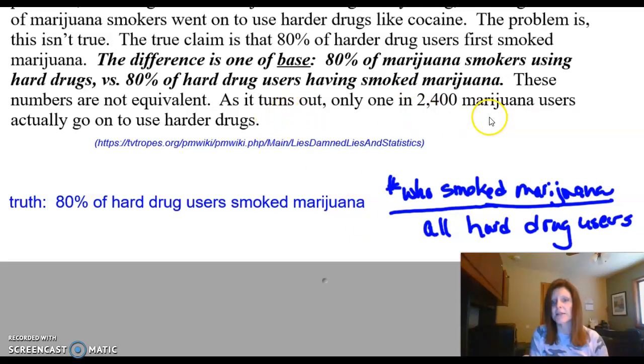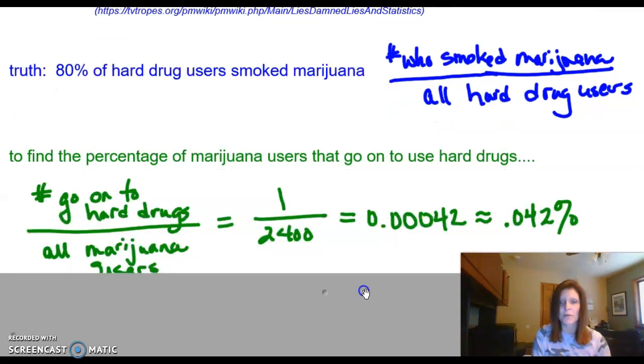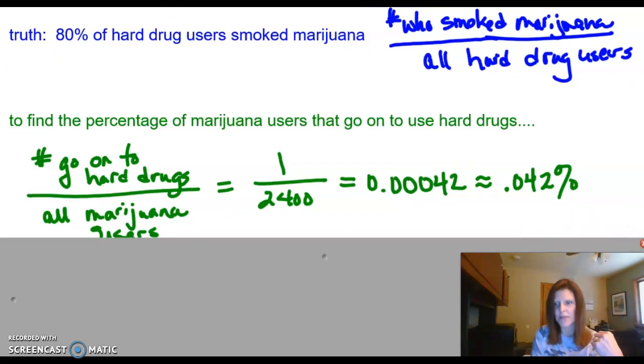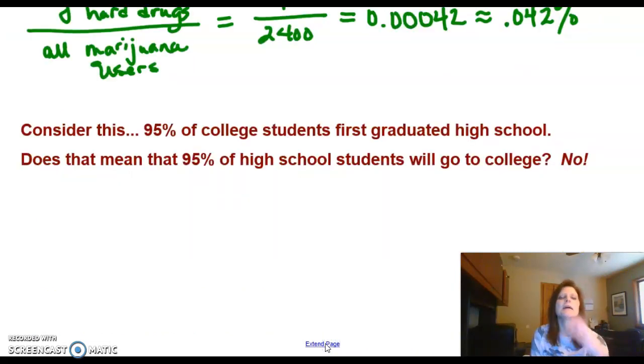In fact, it says here, only 1 in every 2,400 marijuana users go on to harder drugs. So what would that percentage look like? Well, that would be 1 out of 2,400 going on to use hard drugs. That's 0.042%. Far cry from 80%, right? So how you calculate the statistics matters. Now, if you're having a hard time wrapping your head around this, maybe this is something that'll be more related to your life, okay?